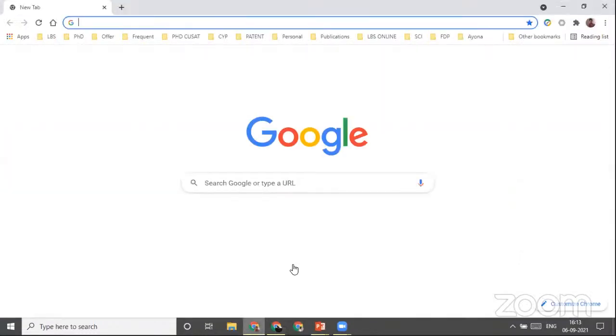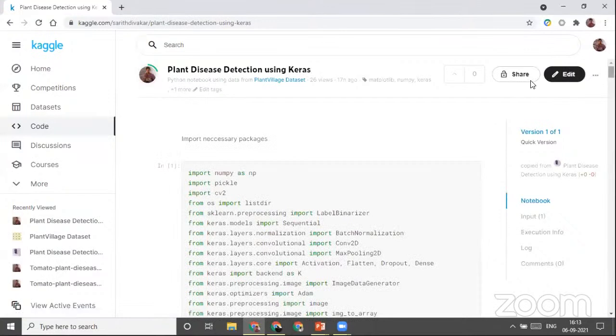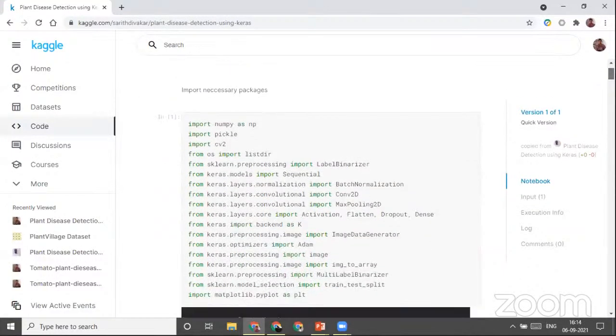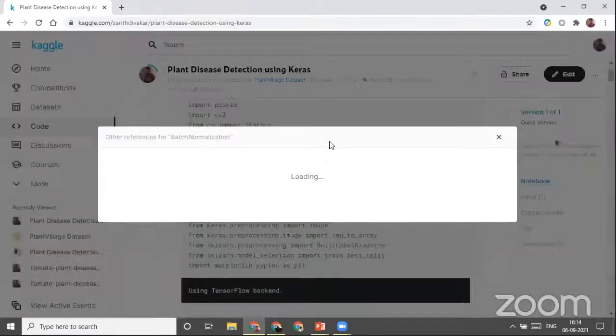So I'll be signing in here. I'm not going to run it because when I run it now, the model building process will take time. So I can show you all the other code.